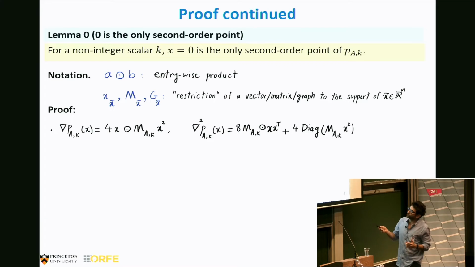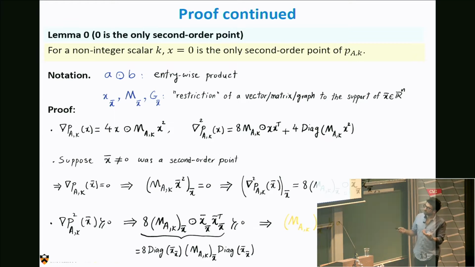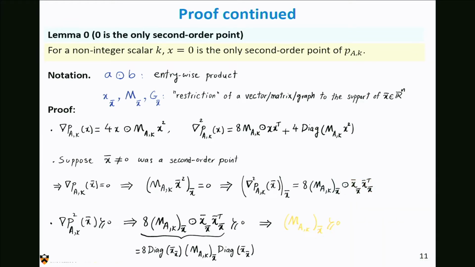So if P is homogeneous of degree 4, the gradient should be homogeneous of degree 3. And it is. And the Hessian should be homogeneous of degree 2. And it is. So this notation creates a diagonal matrix out of a vector. That's what this means. Okay. And now let's see. So suppose, for the sake of contradiction, that there was a non-zero point x bar, which was a second order point.